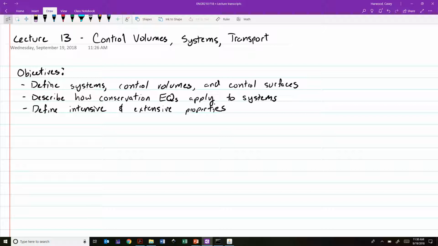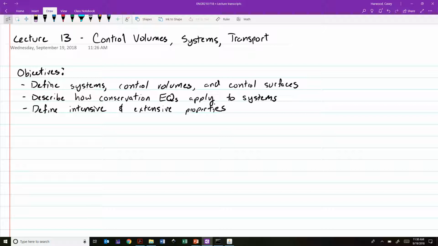So today we're going to be talking about three flavors of ways we describe fluids. That is the idea of control volumes, systems, and then the interplay between them, which is known as the Reynolds transport theorem. We're going to build up to that and finish it next lecture, but we're going to get started today by first defining what these systems, control volumes, and control surfaces actually are.